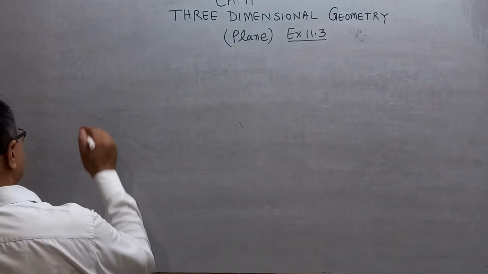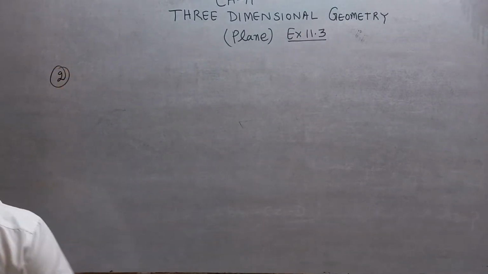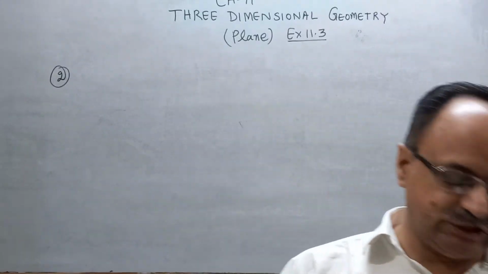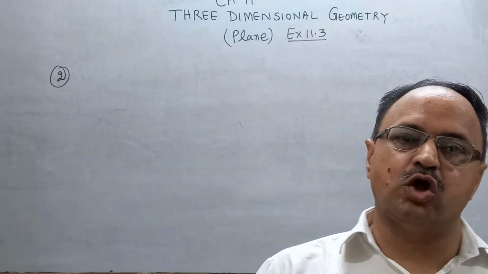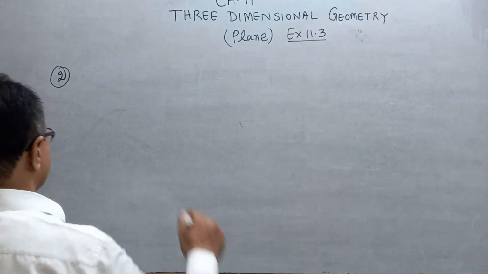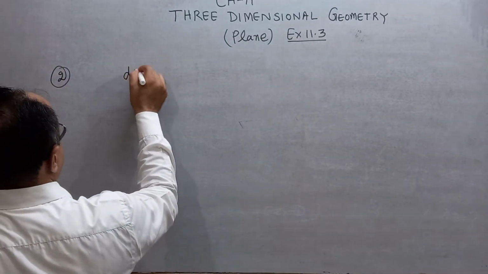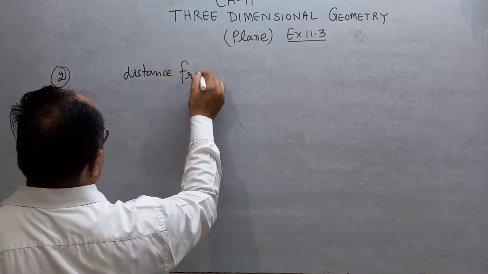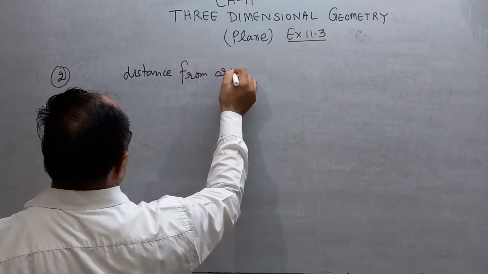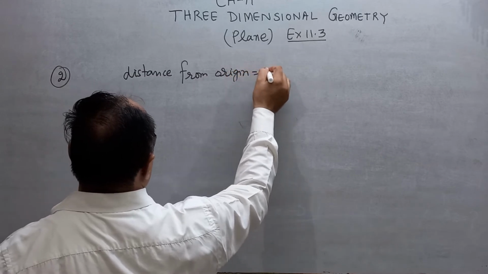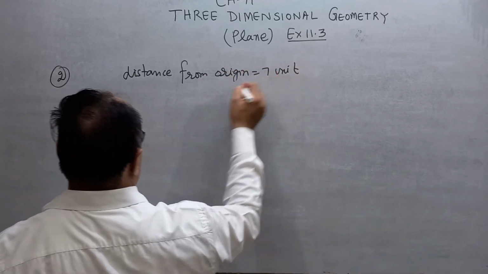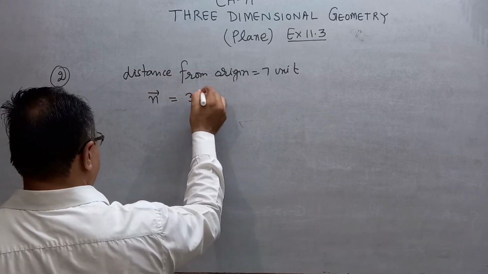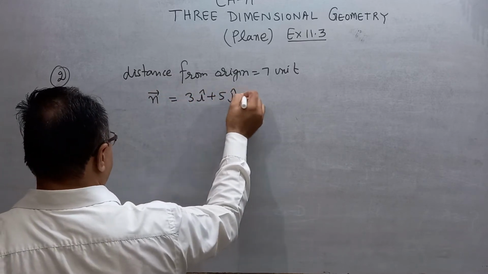Next, second question. Find the vector equation of the plane which is at a distance of 7 units from the origin, and the normal vector is given. In this question, the distance from the origin is given, that is 7 units, and the normal vector is 3i cap plus 5j cap minus 6k cap.